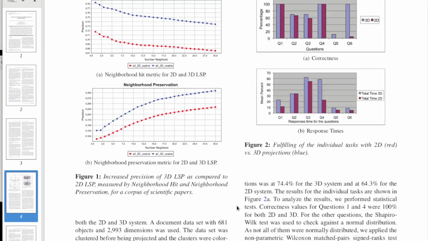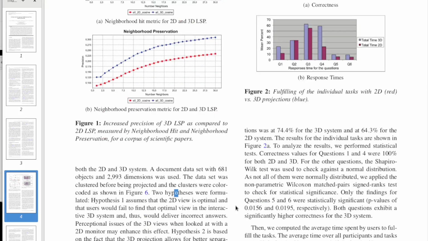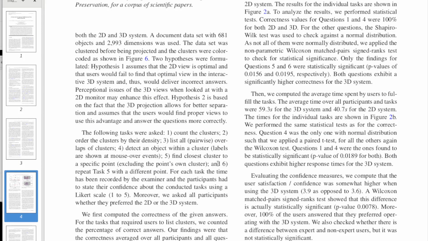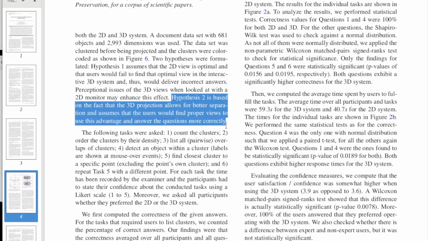A document data set with 681 objects and 2,993 dimensions was used. The data set was clustered before being projected, and the clusters were color-coded as shown in Figure 6. 2 hypotheses were formulated. Hypothesis 1 assumes that the 2D view is optimal and that users would fail to find that optimal view in the interactive 3D system and thus would deliver incorrect answers. Perceptual issues of the 3D views when looked at with a 2D monitor may enhance this effect. Hypothesis 2 is based on the fact that the 3D projection allows for better separation and assumes that the users would find proper views to use this advantage and answer the questions more correctly.